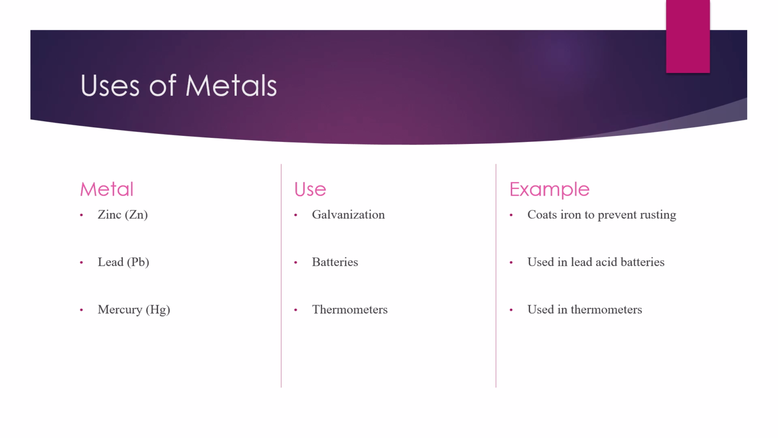Next metal is zinc. Zinc is used for galvanization. For example, coating iron to prevent rusting. Next metal is lead. Lead is used in batteries. For example, used in lead acid batteries. Next metal is mercury. Mercury is used in thermometers.